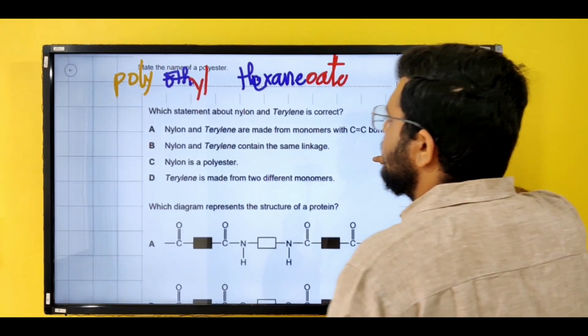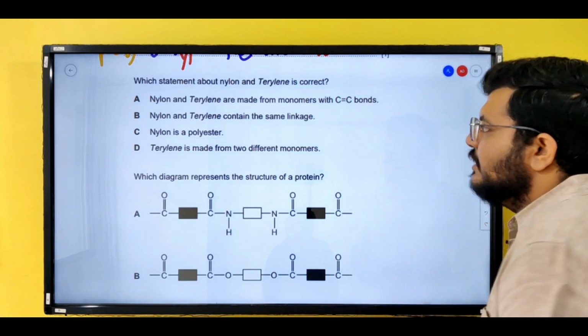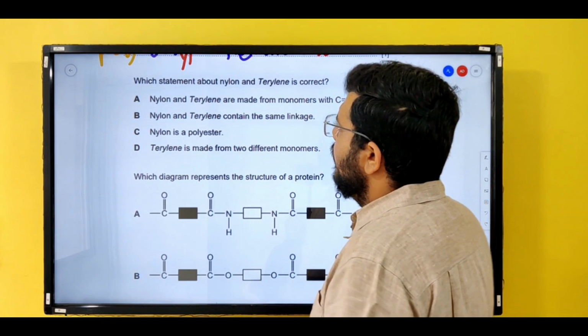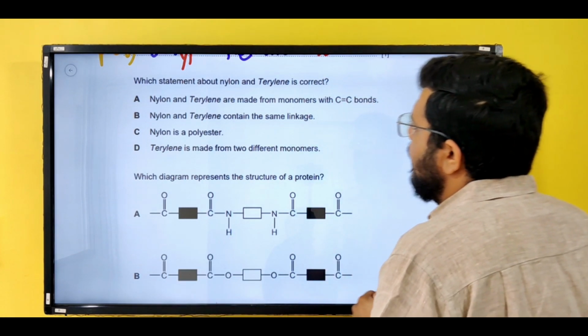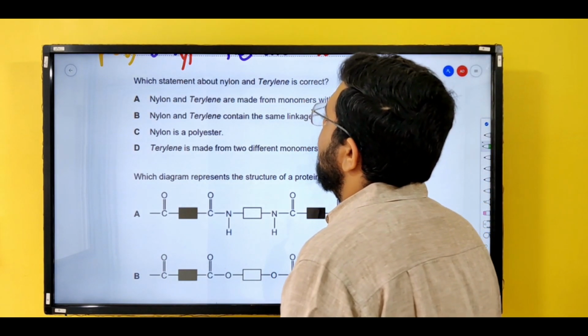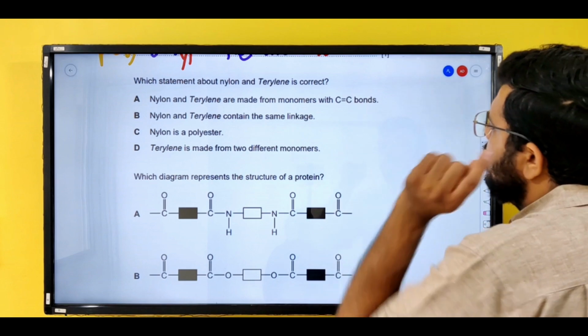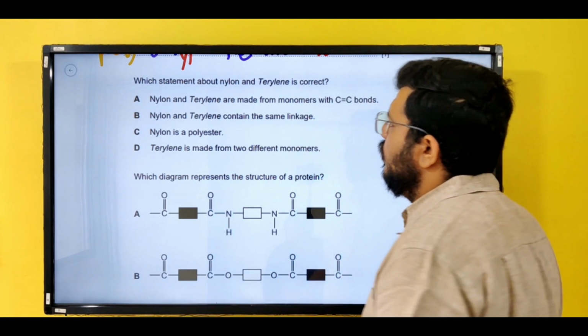Okay. Let's see. Which statement about nylon and terylene is correct? Okay. Terylene was an example of esterification. Nylon was our example of amide linkage. Okay. Nylon and terylene are made from monomers with C double bond C? No. Because both of them are condensation polymers.